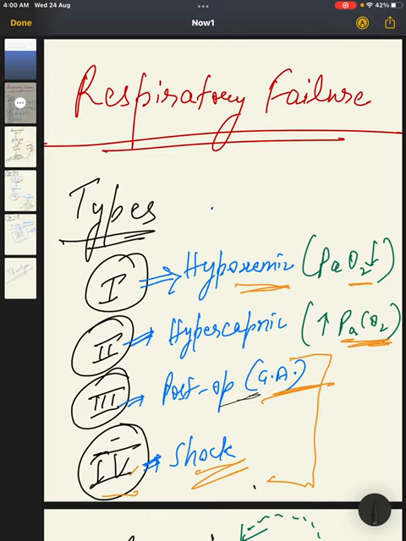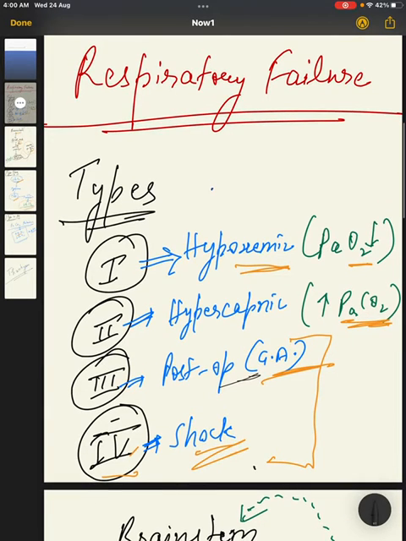Let's discuss today's topic. Today's topic is respiratory failure. There are 4 types of respiratory failure. Type 1 is hypoxemic respiratory failure, due to the decrease in the partial pressure of oxygen in the blood. Type 2 is hypercapnic respiratory failure. Type 3 is in the surgical patient. Type 4 is in the shock patient.